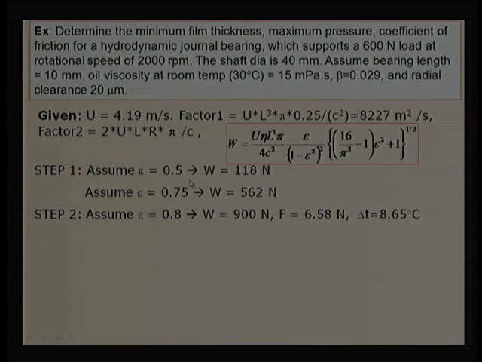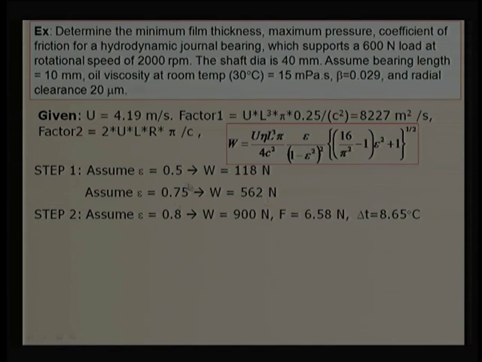So, what do we do? We know the maximum value of eccentricity is 1, the minimum mid value is 0.5, and we are not getting the desirable load carrying capacity, which is 600 Newton; what we are getting is 118 Newton. What I will do is again take 0.5 plus 1 divided by 2, a mean value, that turns out to be 0.75. So, eccentricity 0.75, we get W as 562 Newton.